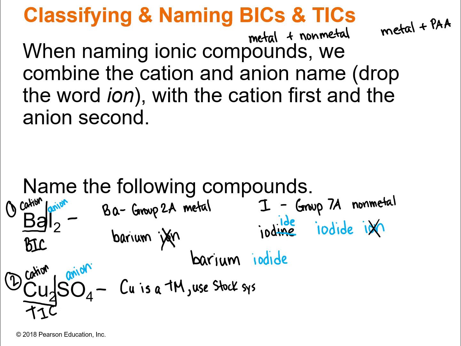Look at your chart and tell me the name of this anion and what its charge is. Again, I posted the chart in the shared content for this class, so it should be there in perpetuity. You use the stock system only with transition metals. And that's if they have more than one ionic charge.